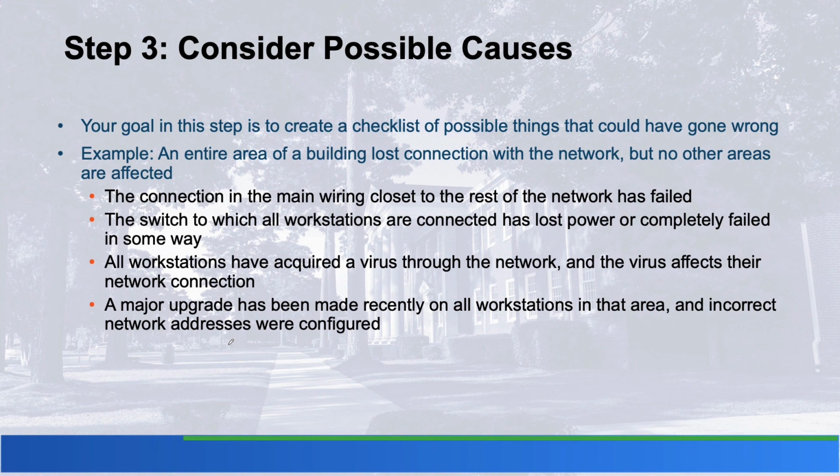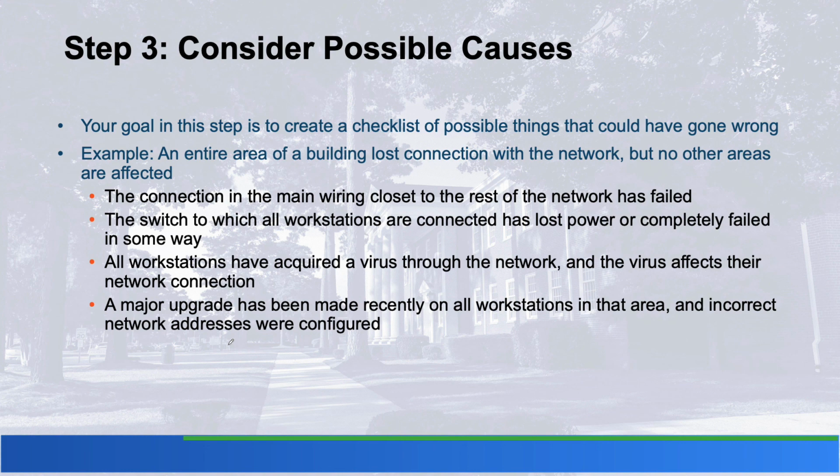Consider the possible causes. Your goal in this step is to create a checklist of possible things that could have gone wrong. Right? So you come up with 4 or 5 things. Here's an example. An entire area of the building lost connection with the network, but no other areas are affected. So you have one floor or an area of a building. Right? So you start thinking, what could have affected the entire area of the building?